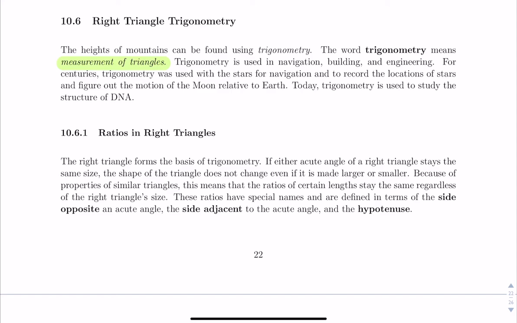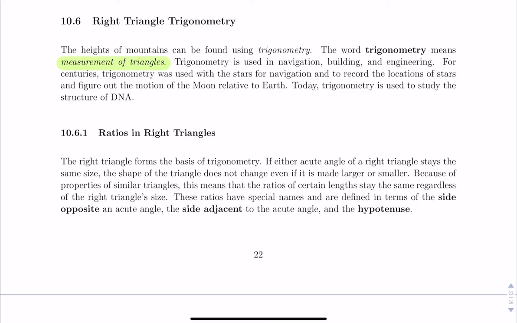For centuries, trig was used with the stars for navigation and to record the locations of stars and figure out the motion of the moon relative to the Earth. Today, trig is used to study the structure of DNA. So the right triangle forms the basis of trigonometry.